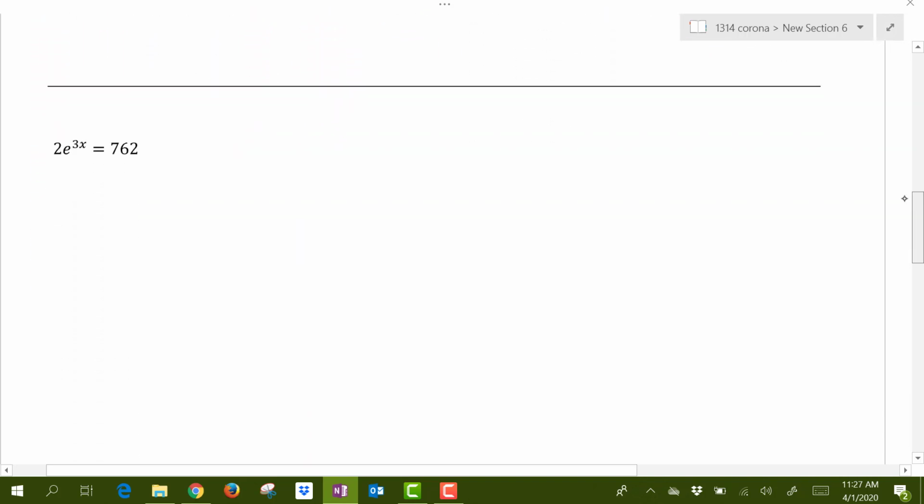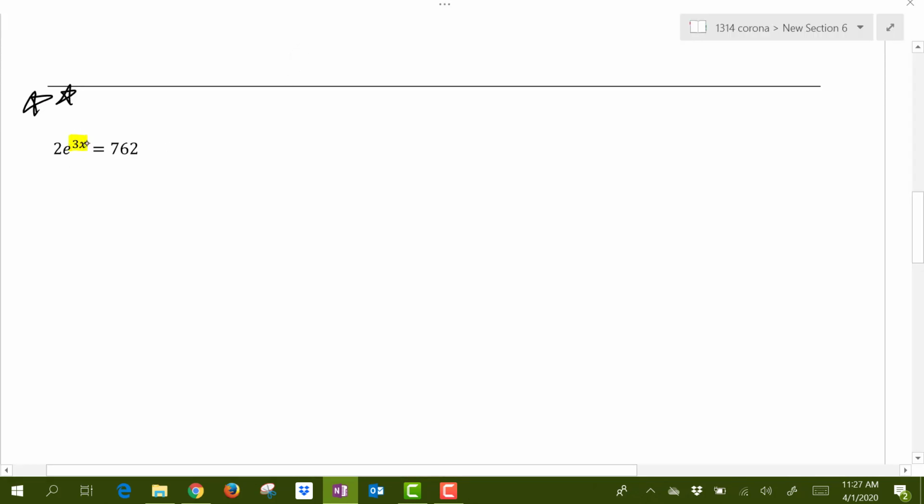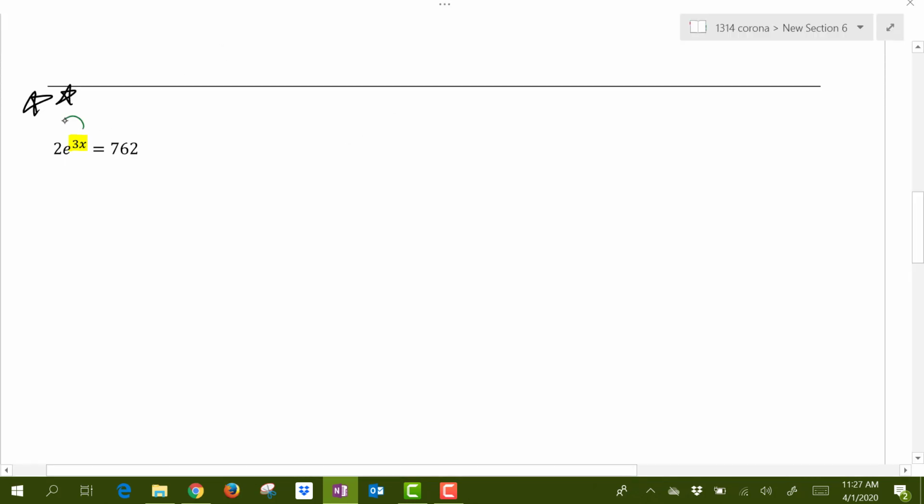Alright, let's look at this example. What's really important, I'm going to put a couple of stars by this one, and you might have one like this in my math lab. What's really important is to know that in this one, the exponent is 3x. The only thing that is actually the base is the e. So I'm going to write that here. The base is e. The exponent is 3x.